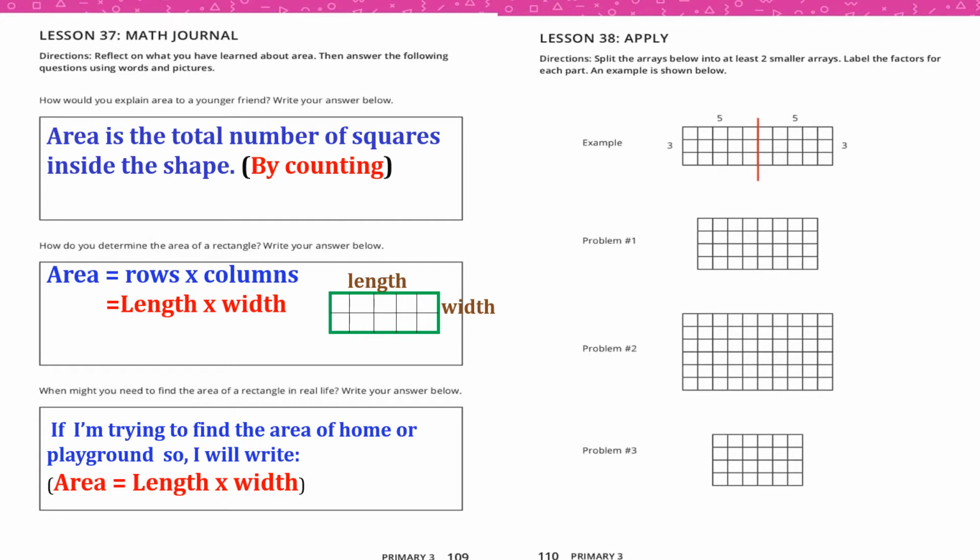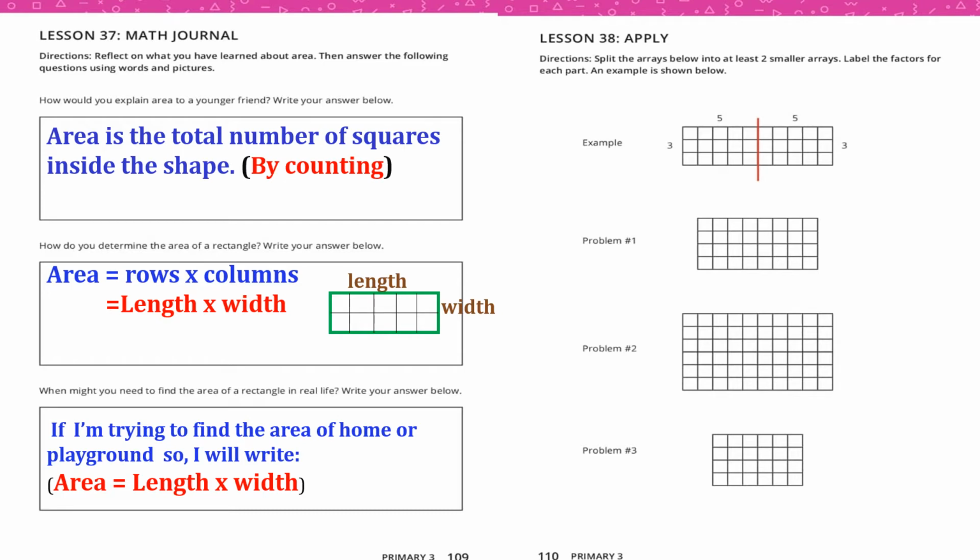Lesson 38. Split the arrays below into at least 2 smaller arrays and label the factors for each part. Here, if we have a large array and I want to find its area easily, I can cut it or split it. Cut it means split. Cut it into 2 smaller arrays.